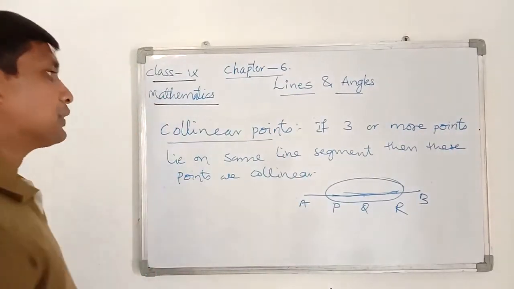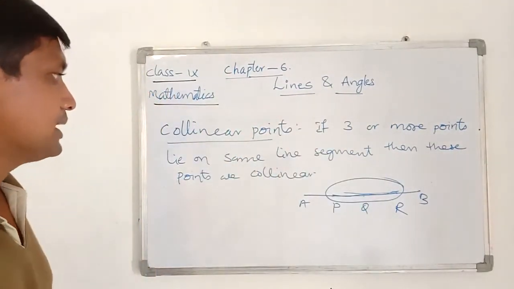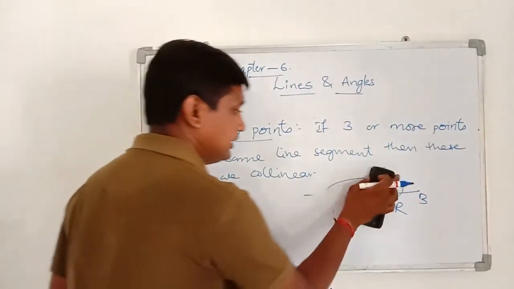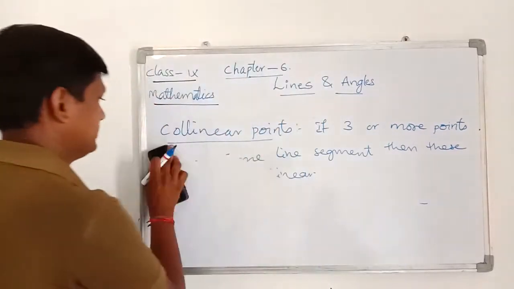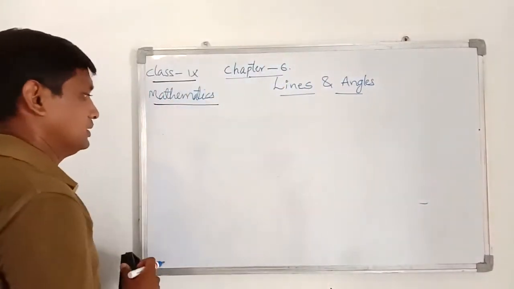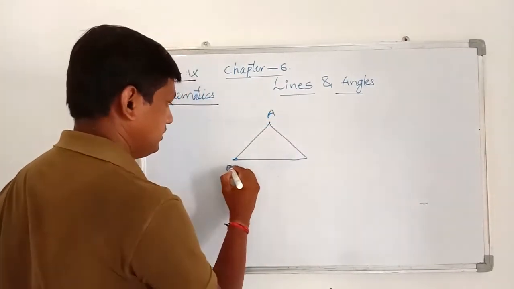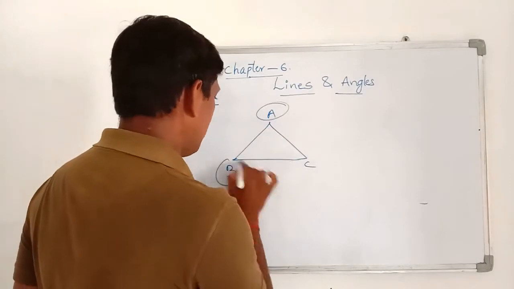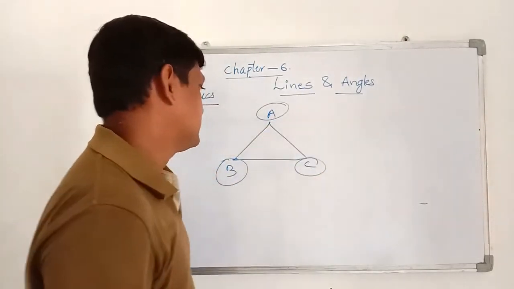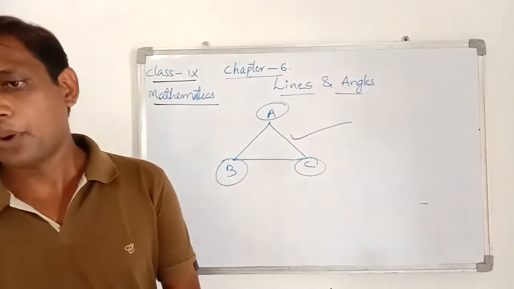And the next is non-collinear points. If three or more points don't lie on the same line segment, then those points are called non-collinear points. So here I am taking the figure for the non-collinear points. Here these three points are not lying on the same line segment, hence these three points are called non-collinear points.